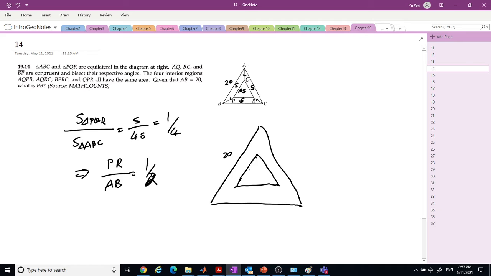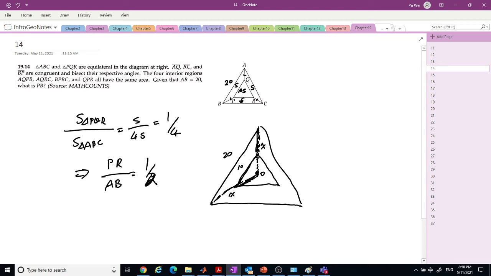So I have 20, I have 10, right? So let's draw to the center. They share the same center, right? So that's this. Okay, so we want to calculate the x. Okay, this is the x.